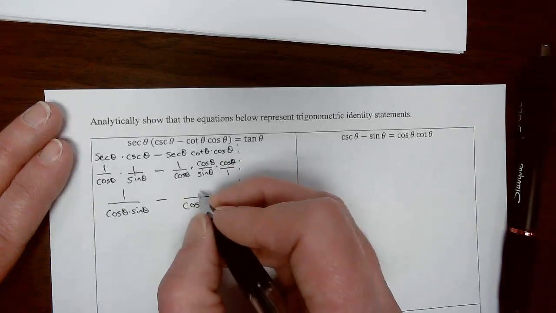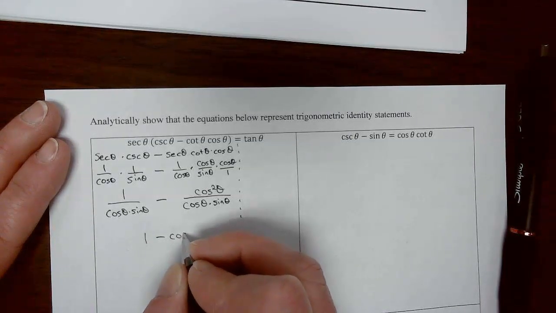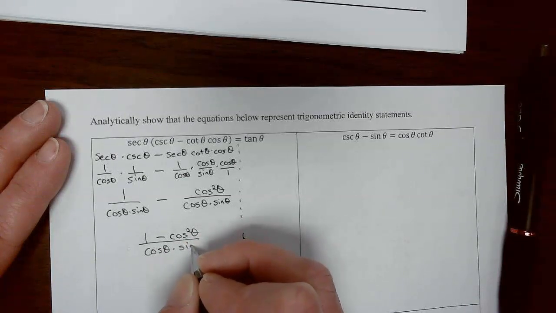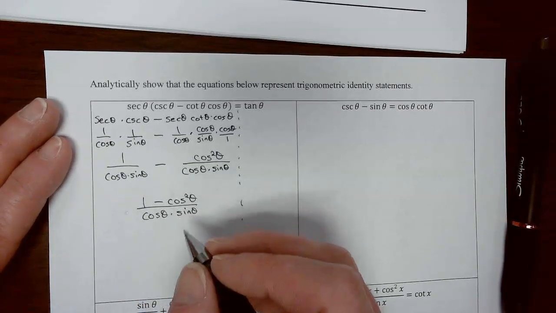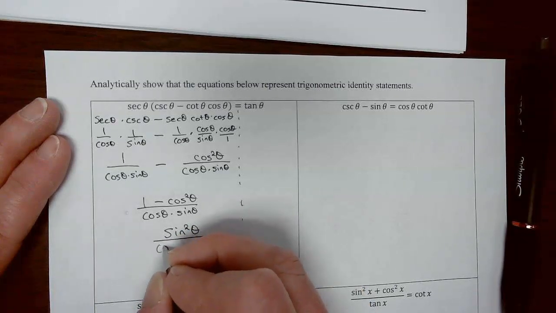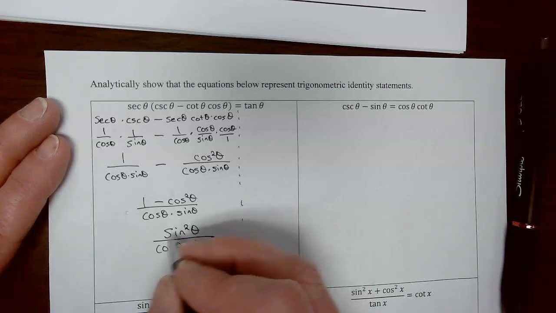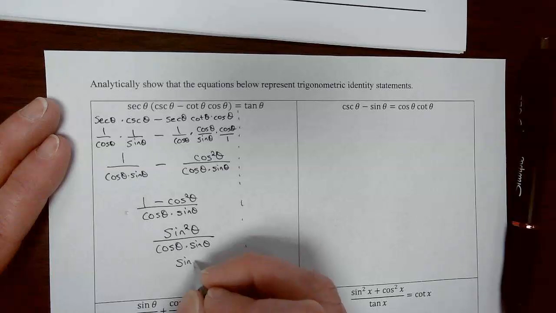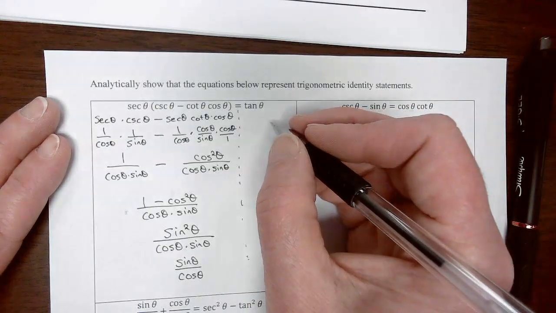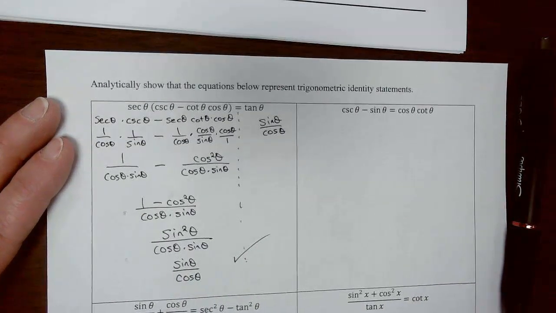I have 1 times cosine, that's cosine squared. 1 minus cosine squared over cosine times sine. Still doesn't match. 1 minus cosine squared. Ooh, sine squared. All right. Well, sine is going to cancel out with one of the sines there and leave me with sine theta over cosine theta. Hey, that's what tangent is. Yay.